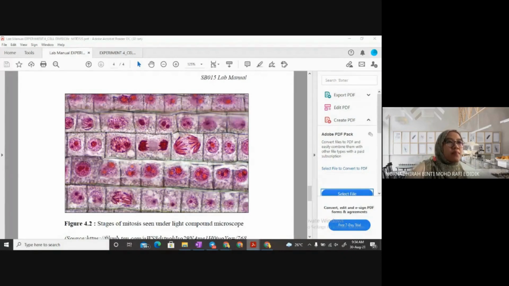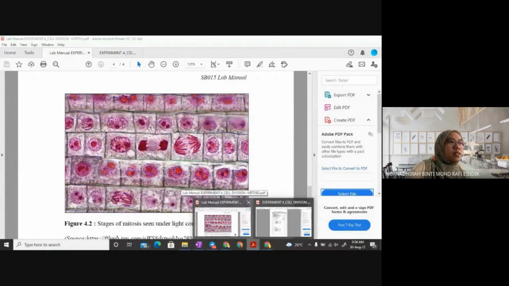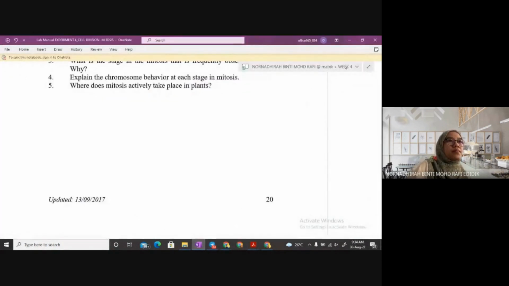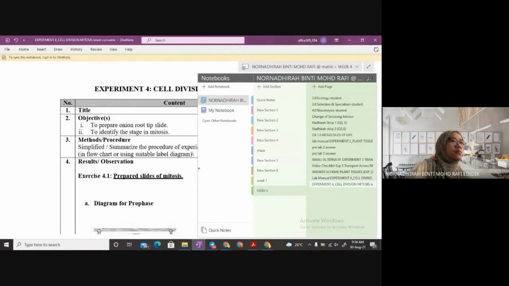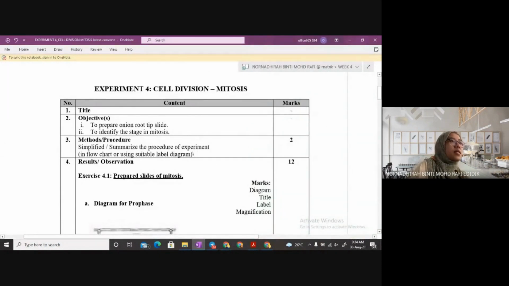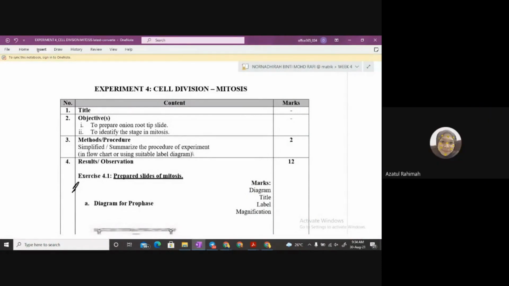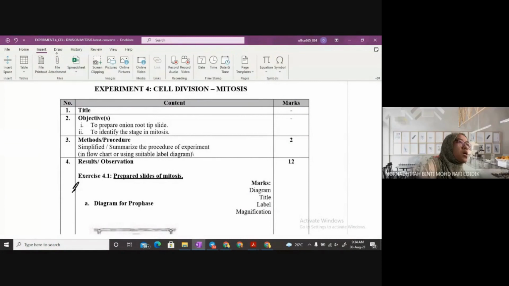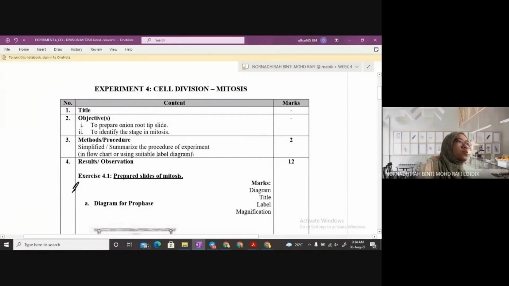So kita tengok, kita mark sama-sama awak punya lab report. Okay. So the title is, what is the title of the experiment, class? What is the title of the experiment? Cell division, mitosis. Title? Cell division, which is mitosis. No mark given, however it is compulsory as usual.